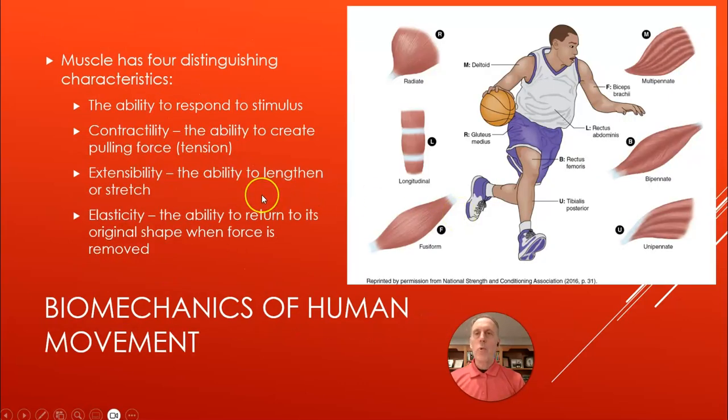So we look at four distinguishing characteristics of muscle. It has the ability to respond to stimuli, the contractility, the ability to create a pulling force, which we saw in the cross-bridge attachments. We already talked about the actin and the myosin working together. Then the extensibility, so it has the ability to lengthen or stretch, and we talked a little bit about that briefly when we talked about elongating muscle fiber and the cross-bridge attachments seen in eccentric loading.